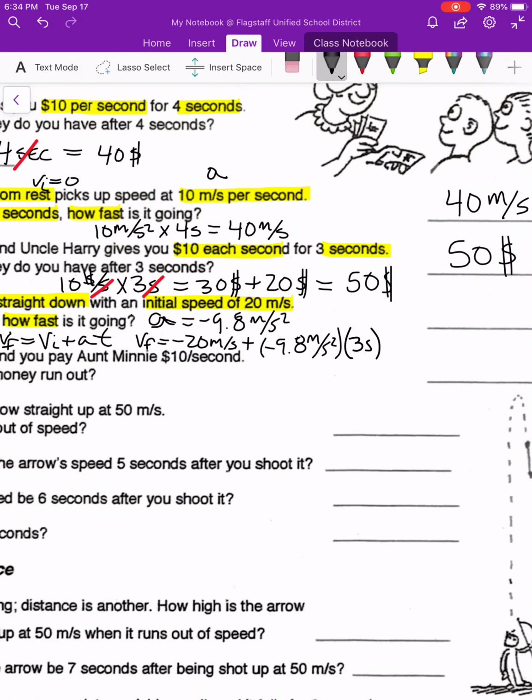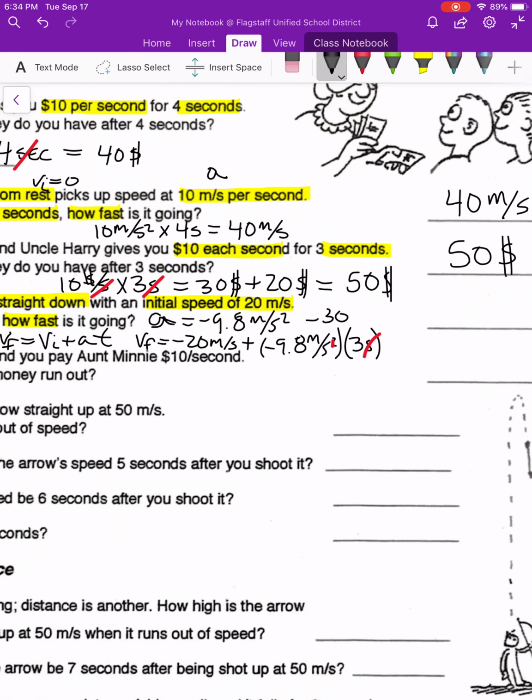Okay, now we should check our units. Seconds cancels off here, and because this is seconds squared, the squared goes away. So I'm left with negative 20 meters per second and 9.8 meters per second times 3, which should be about 30. Let me check it on my calculator. Times 3 gives me actually 29.4. We'll just call it 30 for right now. Whoops, let me actually redo that. There we go.